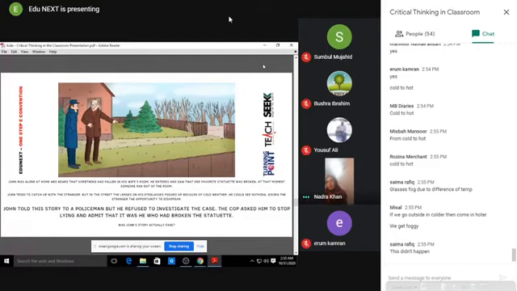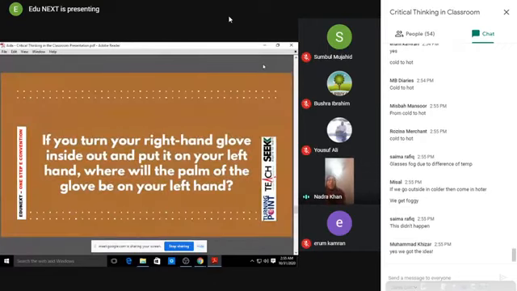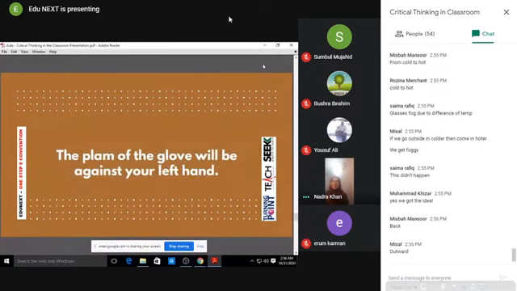Very quickly, if you turn your right hand glove inside out, and you put it on your left hand, where will the palm of the glove be on your left hand? Here or here? So this is a visual riddle. Yes, the palm of the glove will be against your left hand.